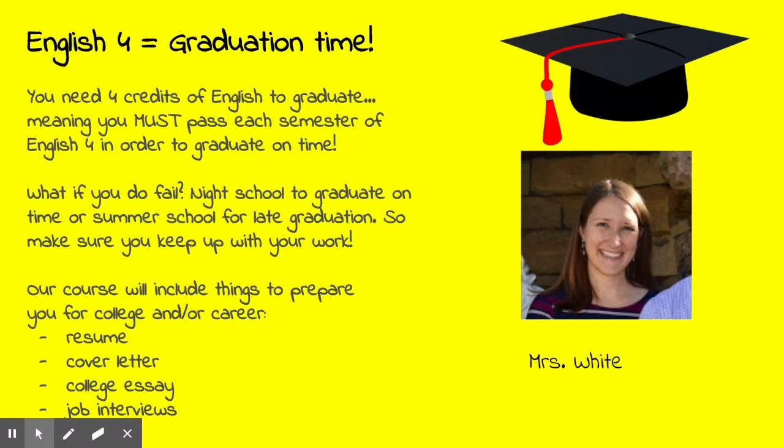Now, what happens if you do fail? You're going to have to go to night school to graduate on time. That's if you fail first semester. So you'd have to go to night school during spring semester. Or if you don't go to night school or if you fail in the spring, you're going to have to go to summer school and you'd graduate late. So you wouldn't be able to graduate with your class. You wouldn't be able to join them in your cap and gown. So you have to make sure that you keep up with your work. Start strong from the get-go.